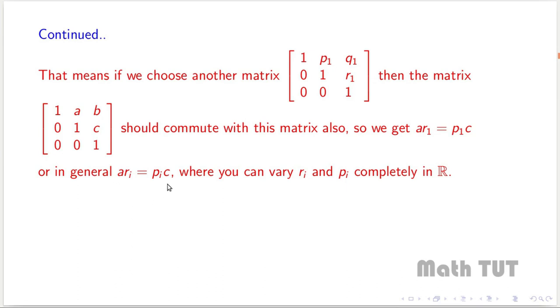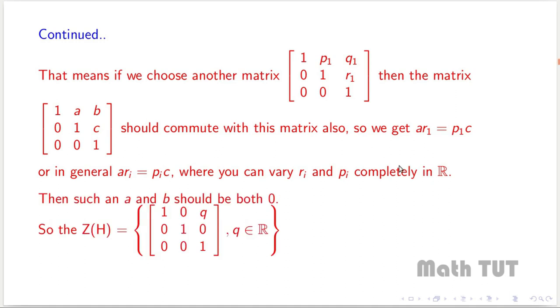So what will be the values of a and c which satisfy this condition? Because we are going to vary ri and pi throughout R, the only possibility is that a and c should be 0. Otherwise, you cannot satisfy this condition for every ri and pi in R. So what we get from this is that a and c both should be 0. Sorry, not a and b, it should be a and c; that's a typo. And the center of the group we'll get as elements of this form.